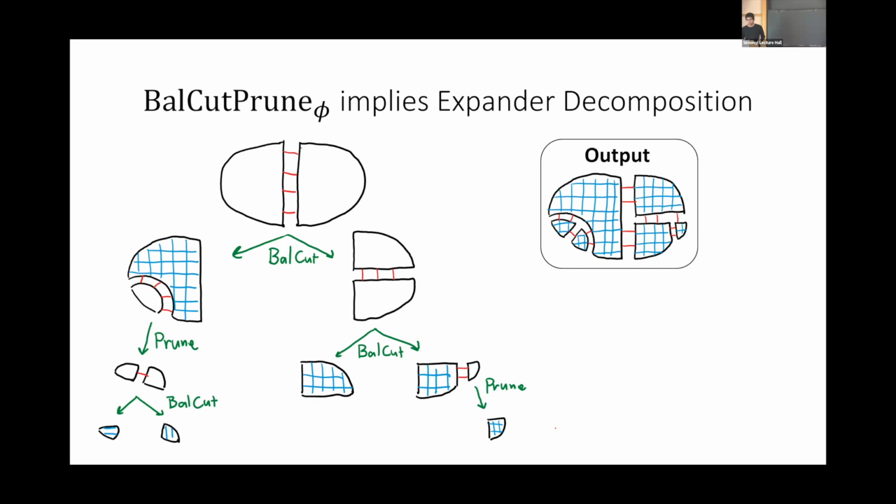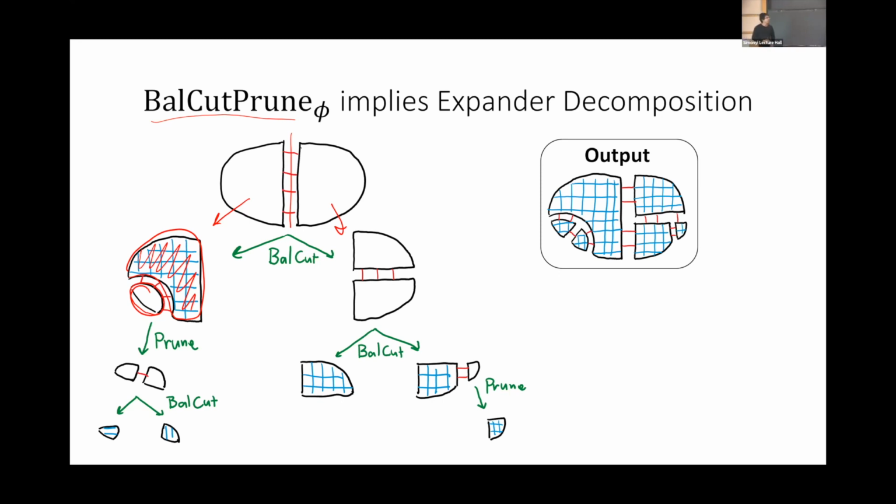And the reason is you can keep calling this subroutine recursively and you get an expander decomposition. So for example, you have a graph. If you get a balanced cut in the beginning, you just recurse on both sides. So you keep calling the balanced cut prune subroutine. If you get the prune case, then on one side you are done, and you only need to recurse on the smaller side.